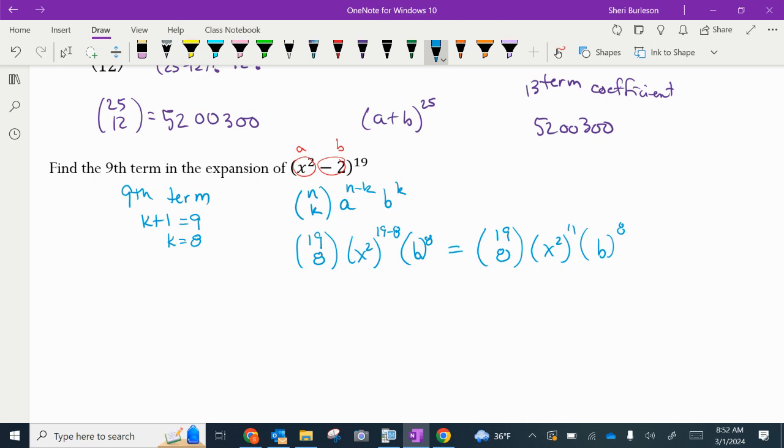Okay. So now on my calculator, I want you guys to do it. Even if you didn't watch the video, go on the calculator and do 19, take an 8 at a time. Use the combination to do 19, take an 8 at a time.